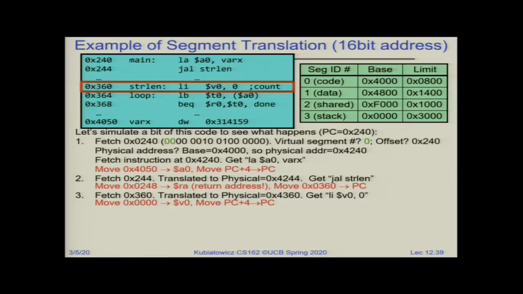And so now we call the string length, and we're going to fetch from 360. Well, to get from memory, now we've got to translate. So to translate 360, we're going to look and find that it's in code 0, and so we translate to physical for 360, getting this load instruction. It's loading a constant. And so then we're going to move 0 into V0. And why do we not translate 0? Because 0 is a constant. You don't translate constants. And then we're going to move PC equals PC plus 4 into PC.